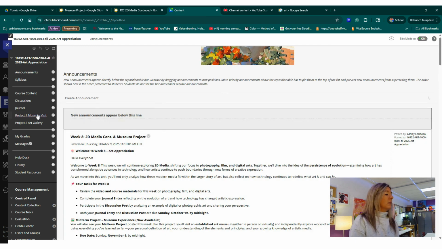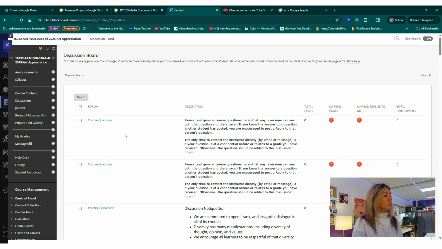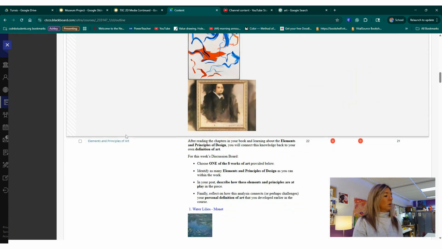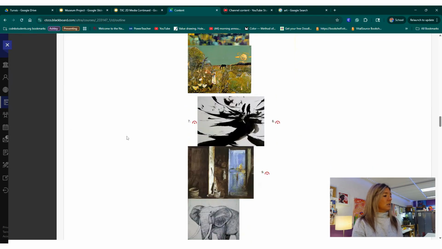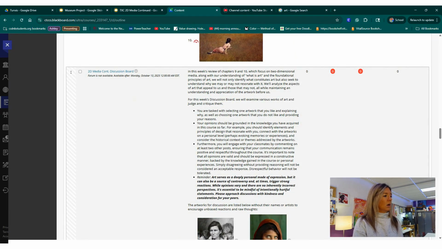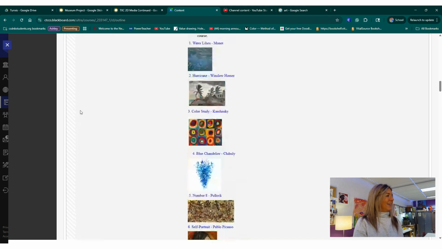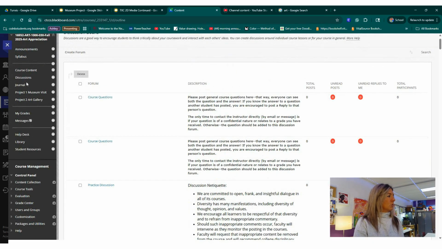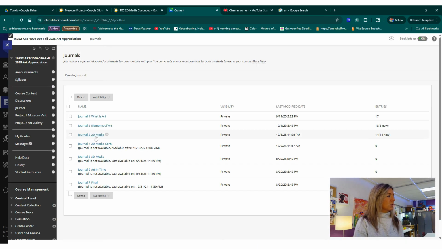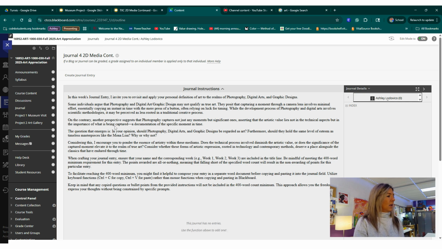After you're done reviewing that for yourself, you're going to go to the discussion board. You are going to scroll down to the 2D Media Continued section, which is right here. This is the discussion for this week. Please choose one of these and talk about it based upon the criteria right here. And then you're going to go to the journal section, the journal entry, and here is your journal entry instructions.